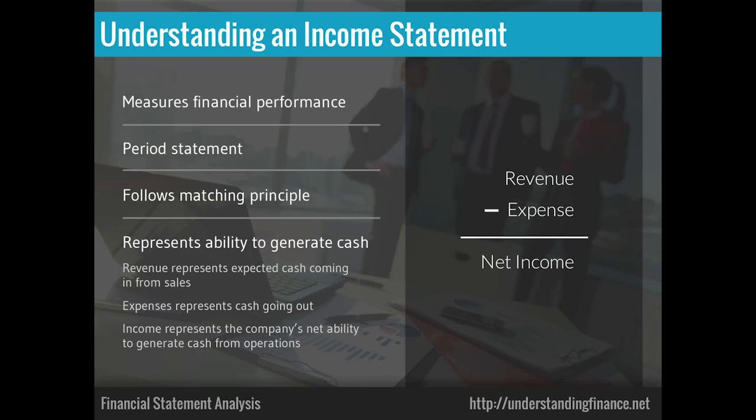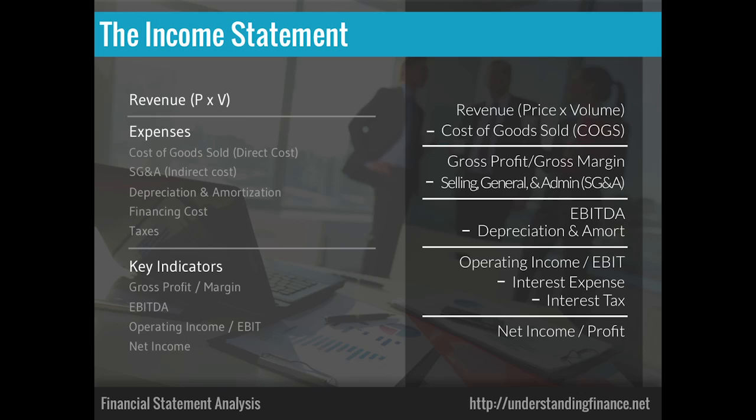So again, very important for management and investors to understand, are we generating more cash than we spend? How much is that? That's what net income or net profit tells us about a business. So in order to better understand the cash coming in and out of the business, what we'll do is break the expenses into a series of categories or key indicators to tell us about the business performance.